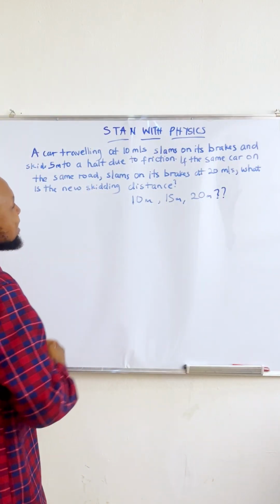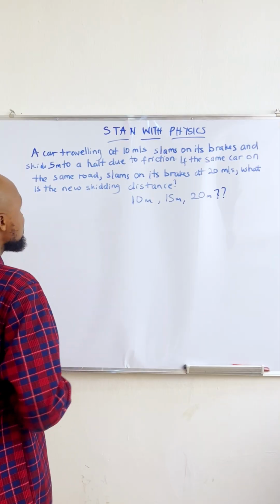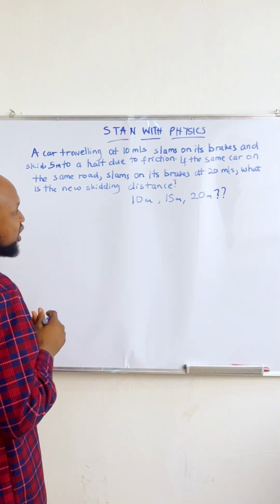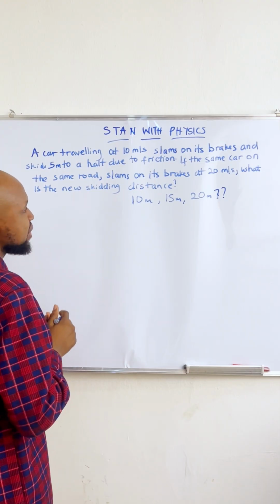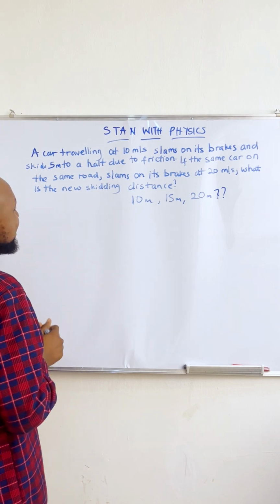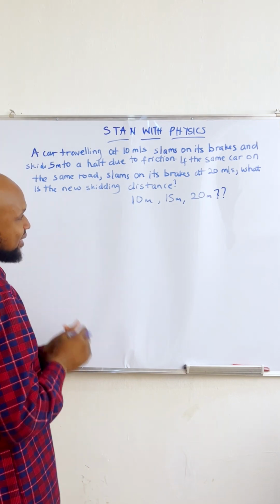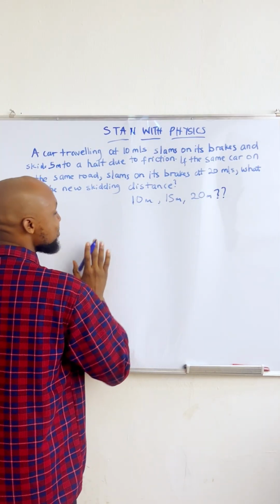A car traveling at 10 meters per second slams on its brakes and skids 5 meters to a halt due to friction. If the same car on the same road slams on its brakes at 20 meters per second, what is the new skidding distance? So now let's solve it together. We're going to use the work-energy theorem.